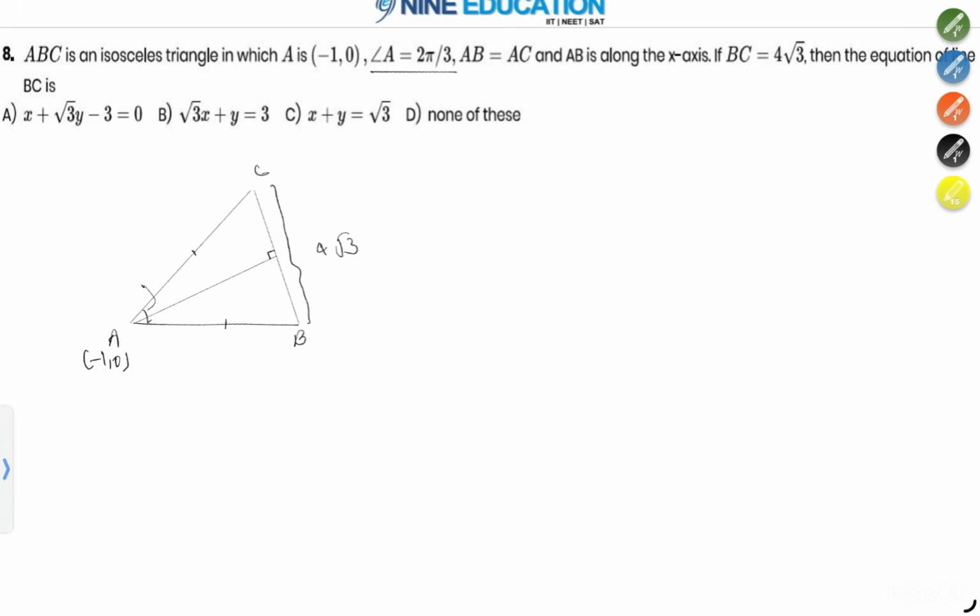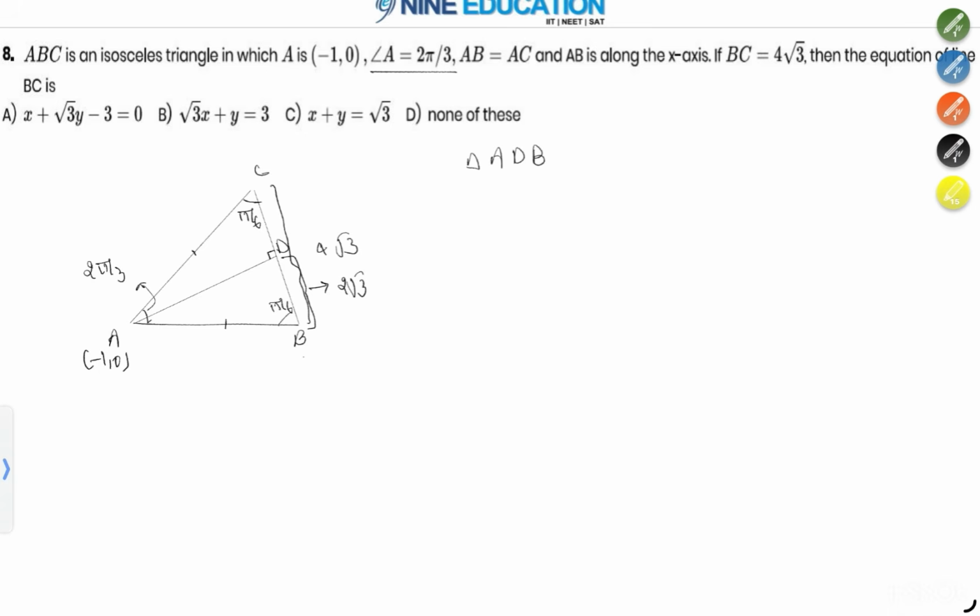This angle is 2 pi by 3, as it is mentioned already. So this is pi by 6, and this should also be pi by 6. So we get this distance is 2 root 3. Assume this point is D. Now if this distance is 2 root 3, we are using the triangle A, D, and B. And what are we finding? We want to find the value of AB. If we get the value of AB, our work is done.